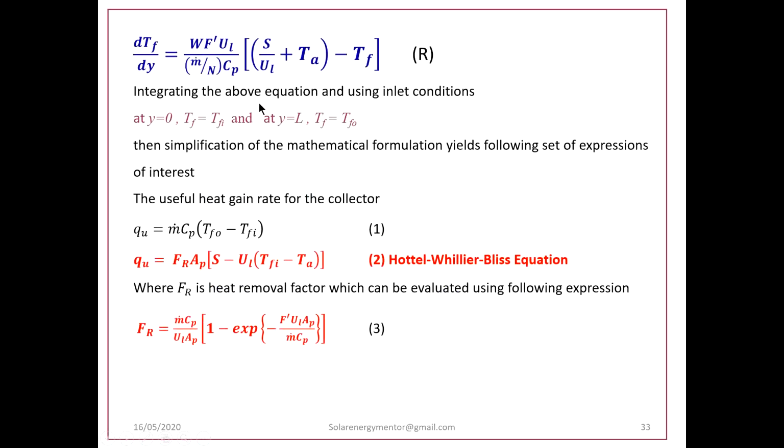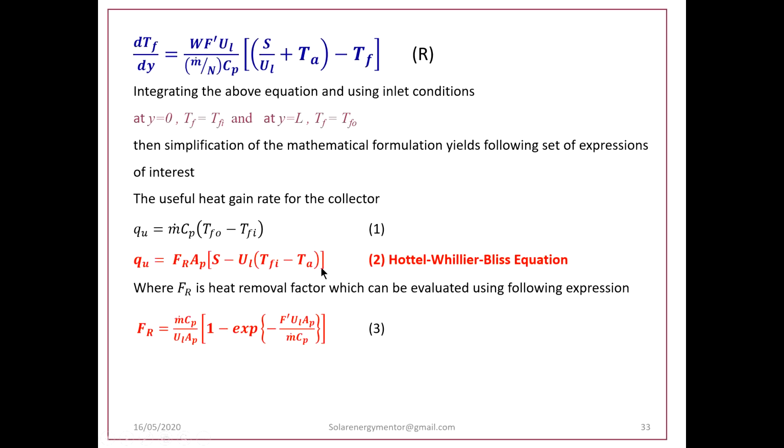The second equation, which is derived from this formulation, is Qu, the useful heat gain rate, equal to Fr Ap times S minus UL into Tfi minus Ta. Ap is the aperture area, S is the absorbed flux, UL is the overall heat loss coefficient, Tfi is the fluid inlet temperature, and Ta is the ambient temperature. This equation gives you the useful heat gain rate from the solar radiation falling on the collector. This is called the Hottel-Whillier-Bliss equation.